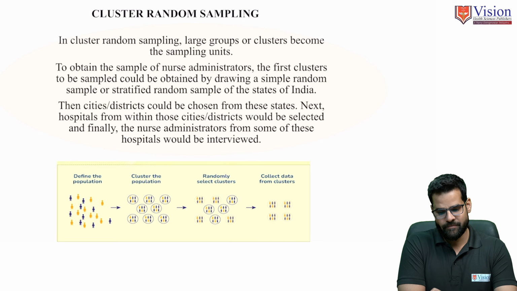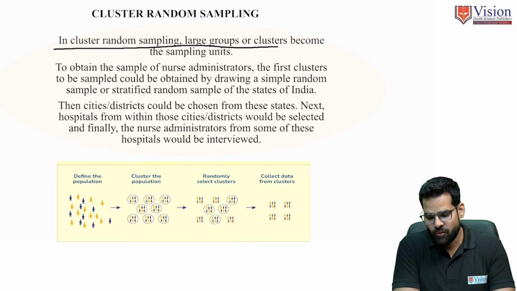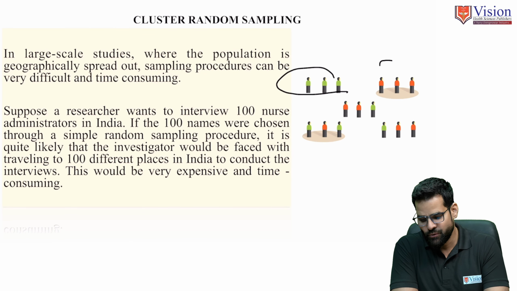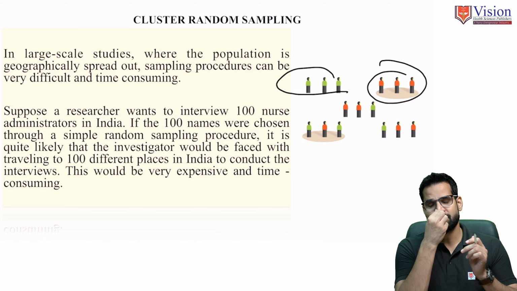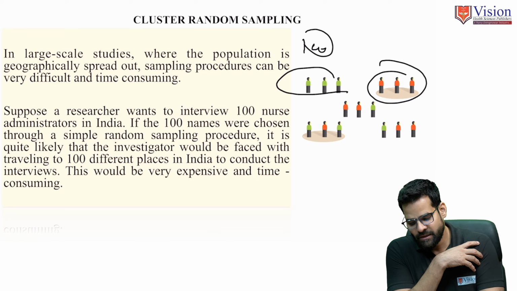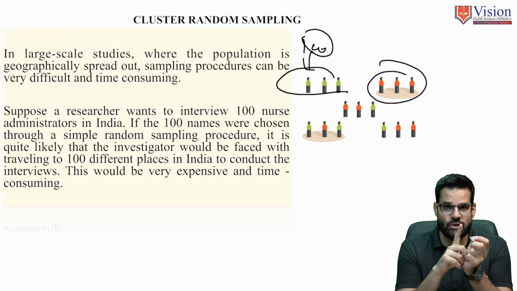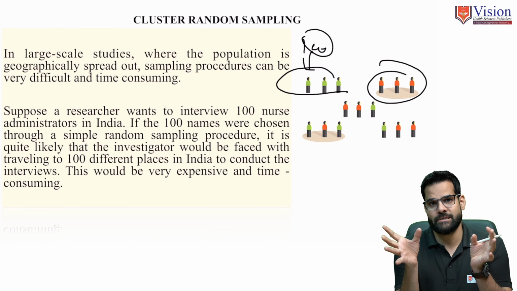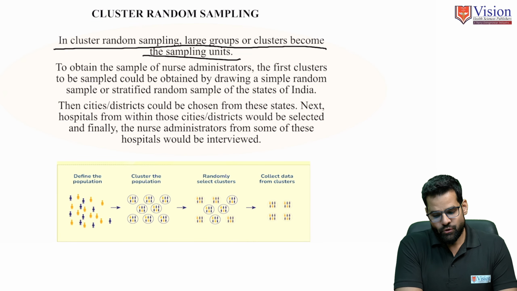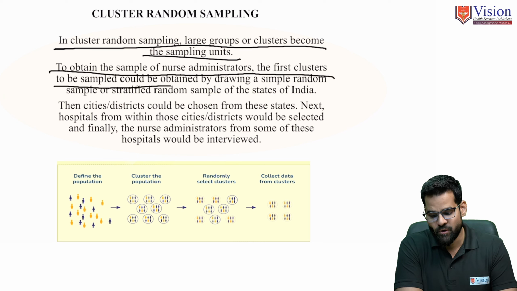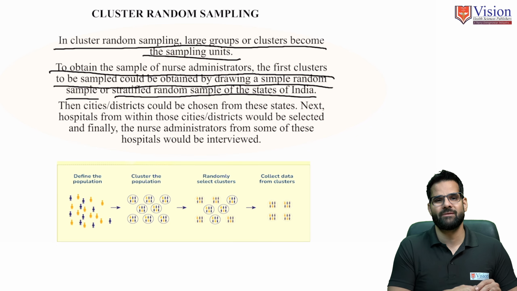Okay, let's understand this. In cluster random sampling, a large group of clusters becomes the sample unit. As I told you, now this becomes a unit. Maybe all the nurse administrators in the north region, let's say there are 100 nurse administrators, will represent cluster 1. So I will not select one particular person, I'll select the cluster. To obtain the sample of nurse administrators, the first cluster to be sampled could be obtained by doing simple random sampling or stratified random sampling of the states. So that we can easily do.